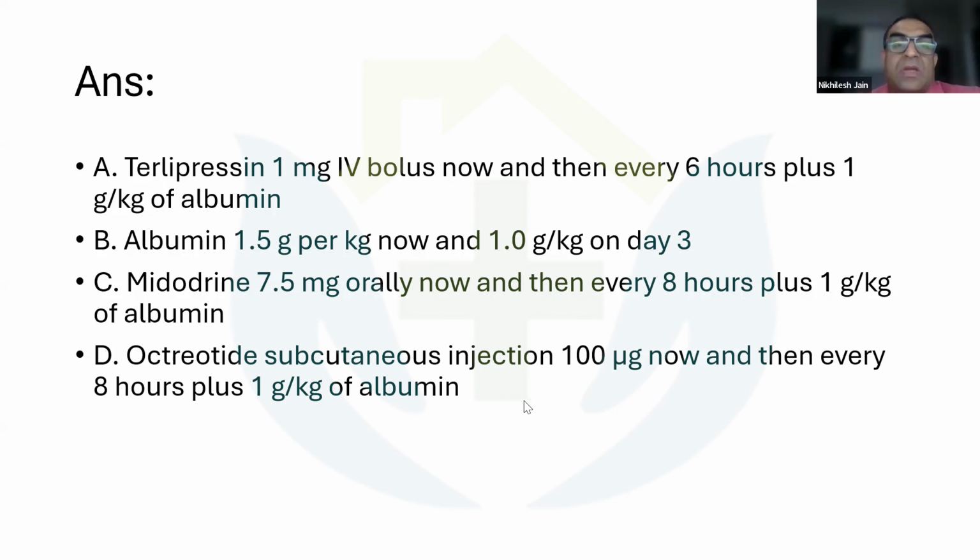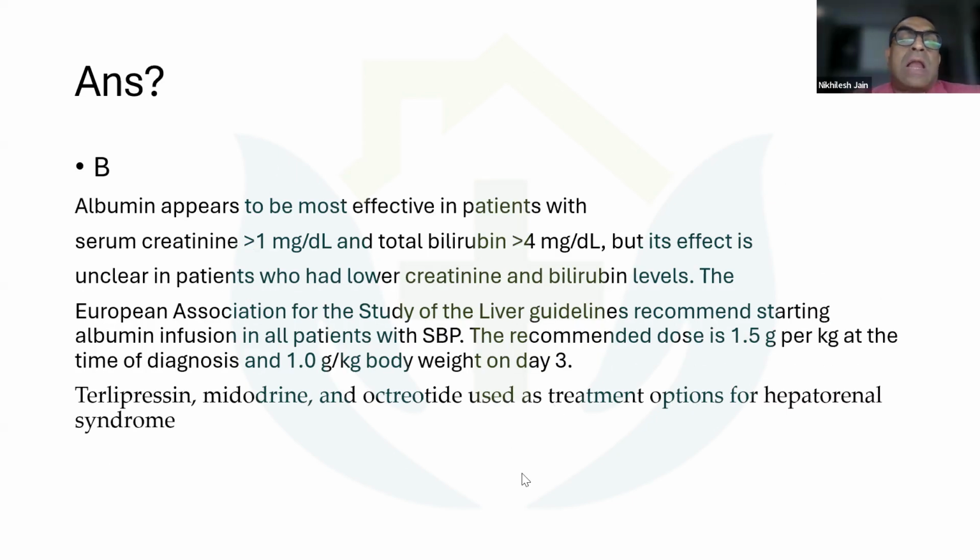Okay. So the answer here is B actually. Albumin 1.5 gram per kg now and 1 gram per kg on day 3. How we go about it is albumin appears to be most effective in patients with serum creatinine more than 1 milligram per deciliter and total bilirubin of more than 4 milligram per deciliter. But its effect is unclear in those patients who have lower creatinine and bilirubin levels. If you look at the European Association for the Study of Liver guidelines, they talk about starting albumin infusion in all patients with spontaneous bacterial peritonitis. The recommended dose here is 1.5 gram per kg at the time of diagnosis and 1 gram per kg body weight on day 3.